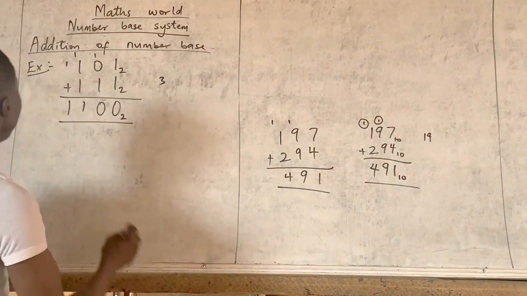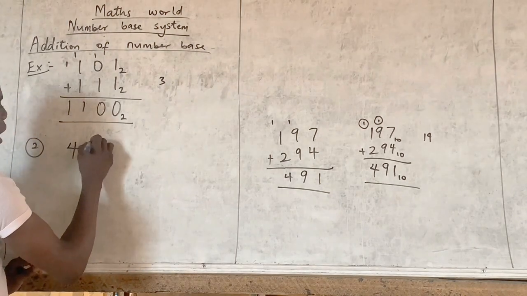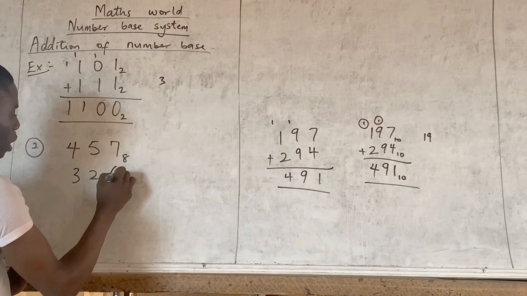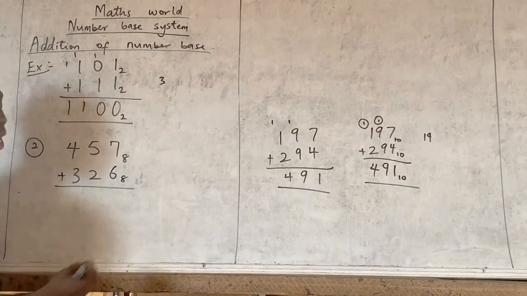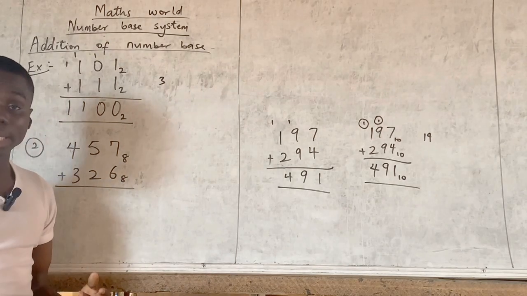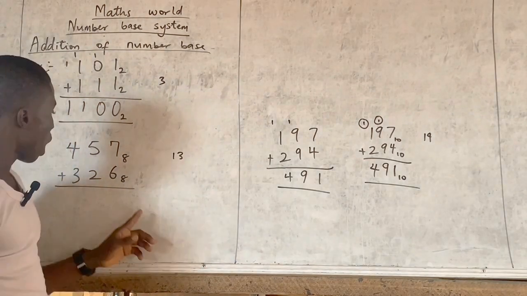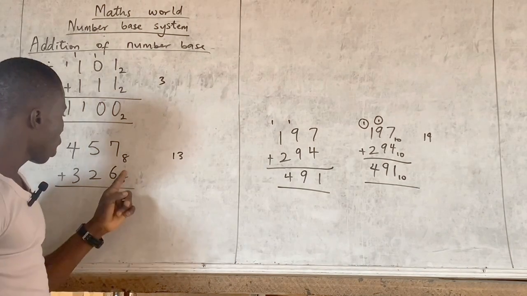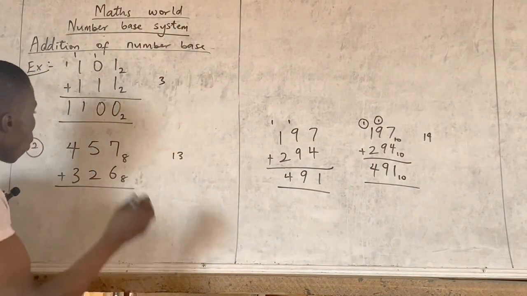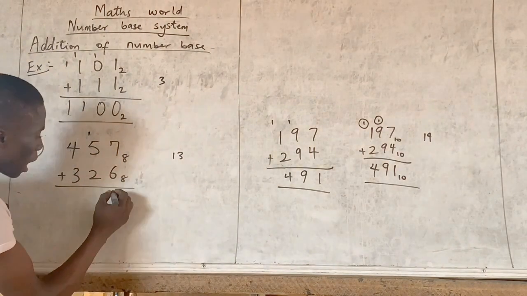Do you understand now? So let's assume we have a different base: 457 base 8 and 326 base 8. If you want to add this together, it's the same logic. 7 plus 6 is 13. 13 is higher than the base, which is 8, and we cannot write 13. How many 8 can we see in this 13? 1. That 1, we are putting it here. The remainder is 5. That remainder is what we are putting here.